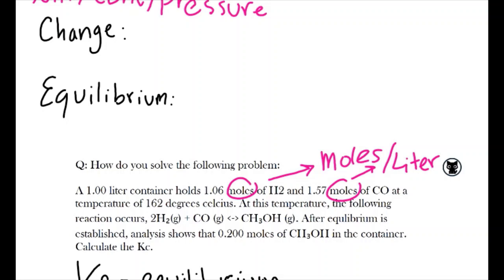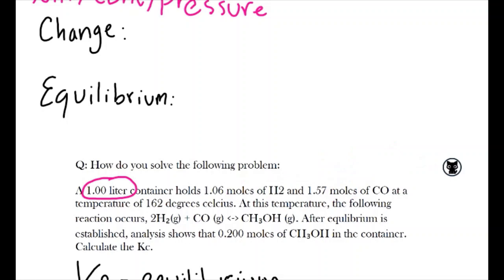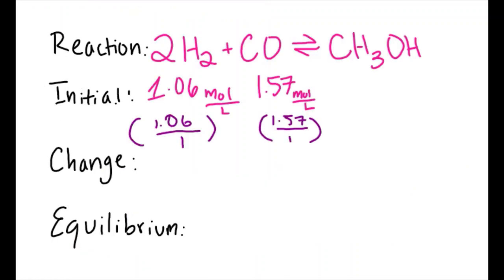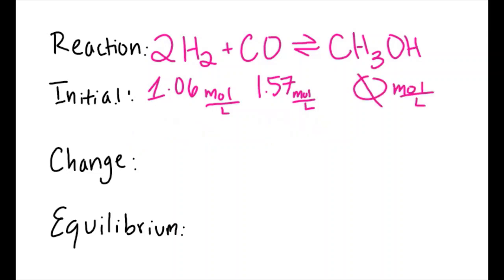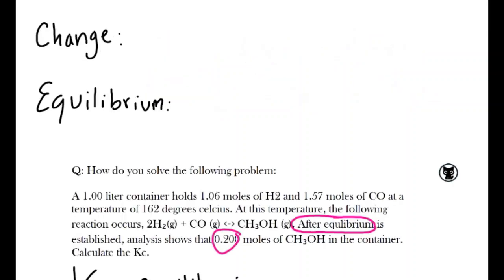So, for the initial values of our reactants, we have to convert them from moles to moles per liter. Luckily for us, since the container only holds 1 liter, the concentration of the initial values will be the same as the moles, since 1.06 divided by 1 is still 1.06, and 1.57 divided by 1 is still 1.57. CH3OH will have an initial value of 0, since before equilibrium it does not have any value. Don't be tricked by the 0.200 moles given in our question.